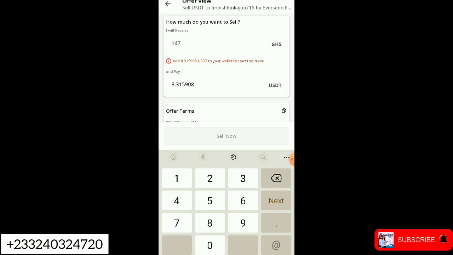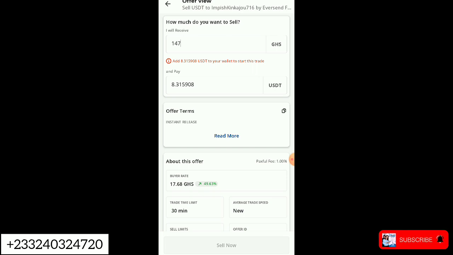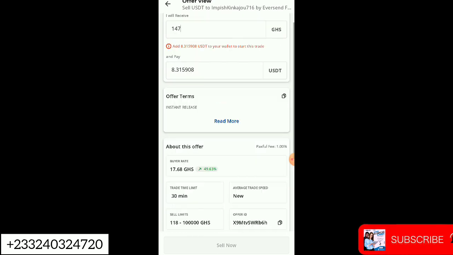Okay. So I'm about to do a trade with this person. Right now I want to receive 147 Ghana cedis. And remember, I spent 100 cedis. So it means that I have 47 as profit. And this person will pay me straight to my Eversend account.